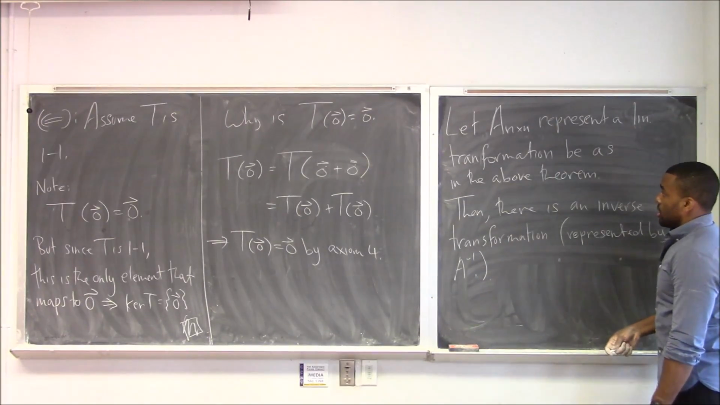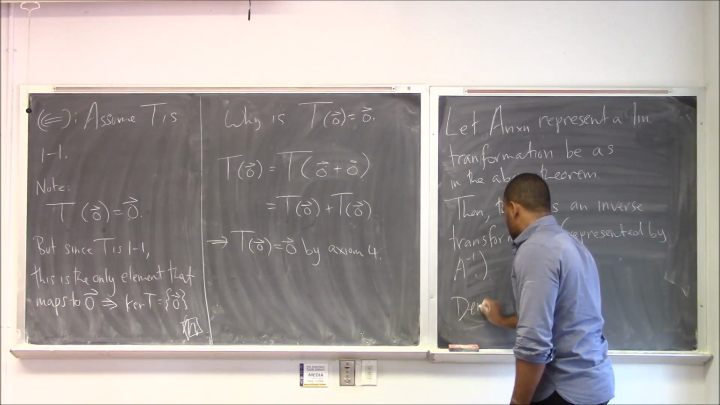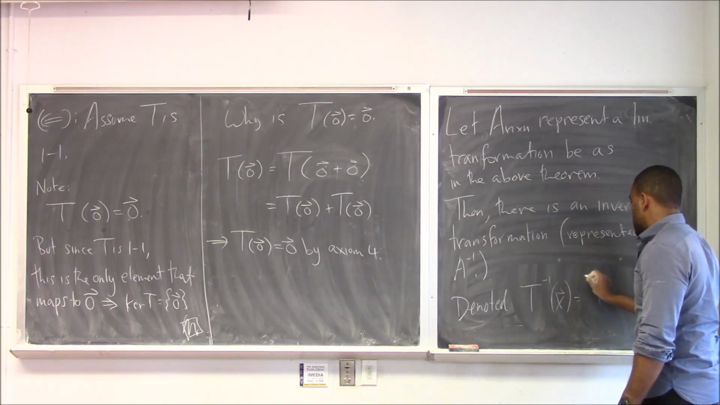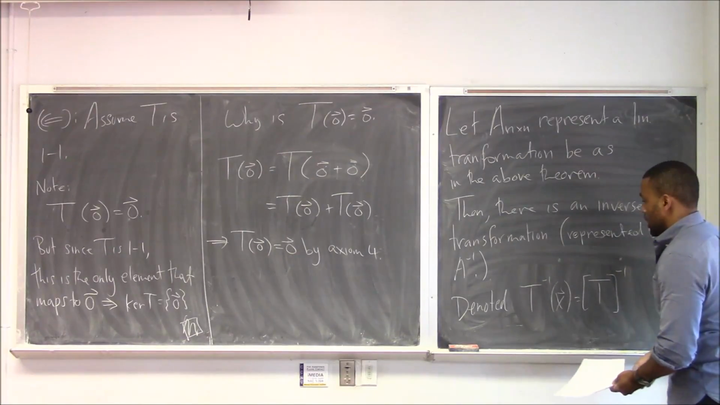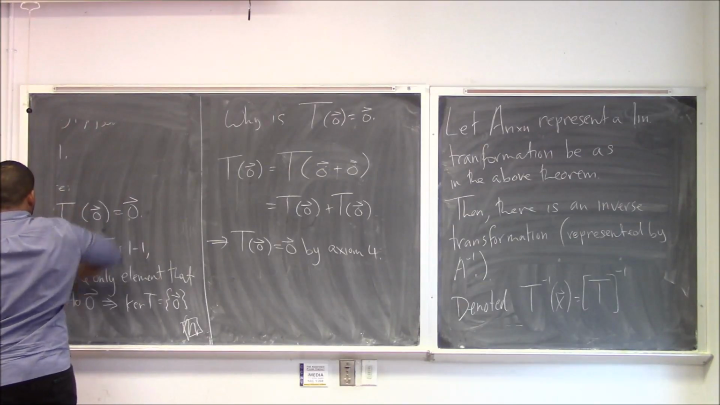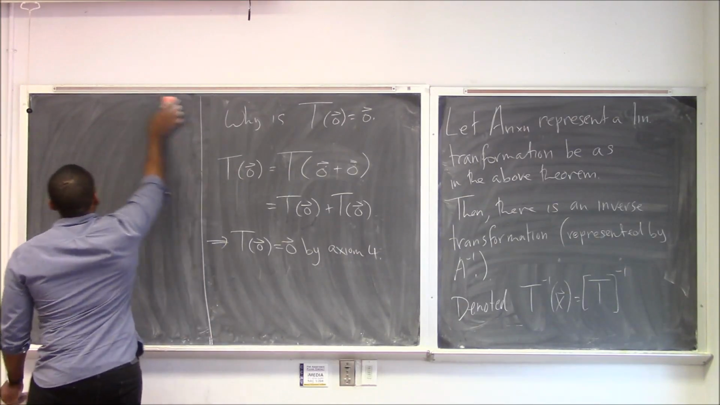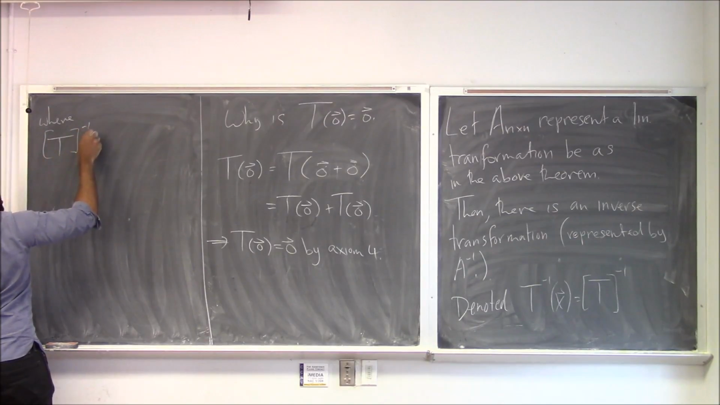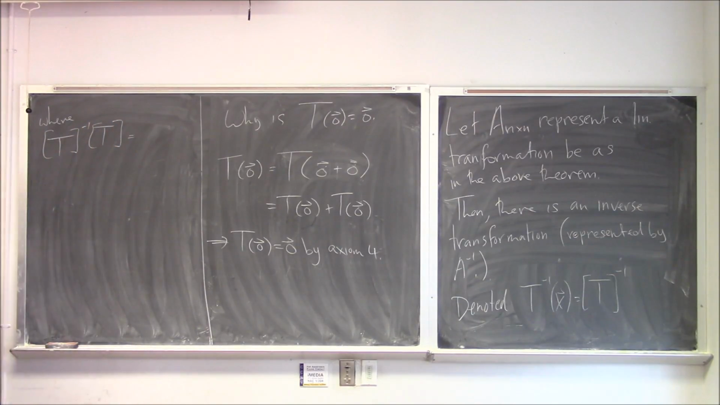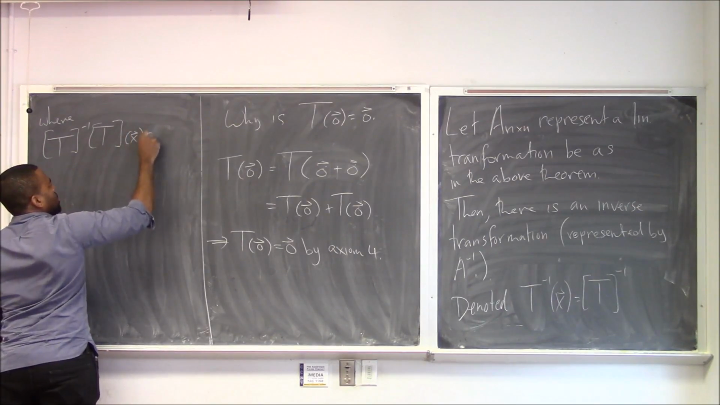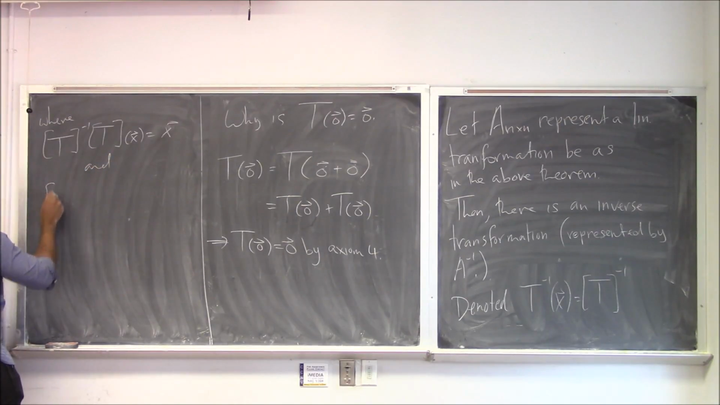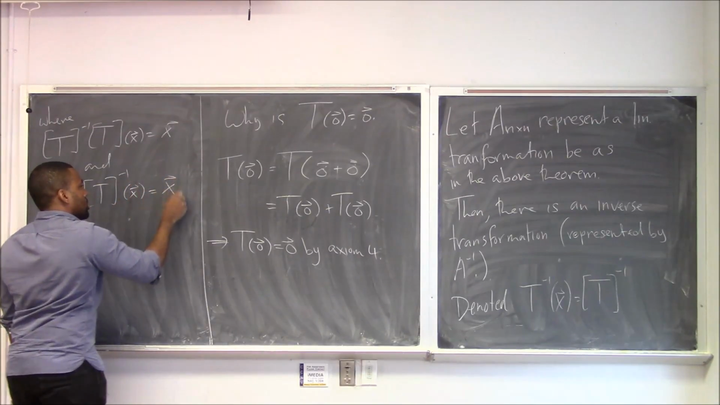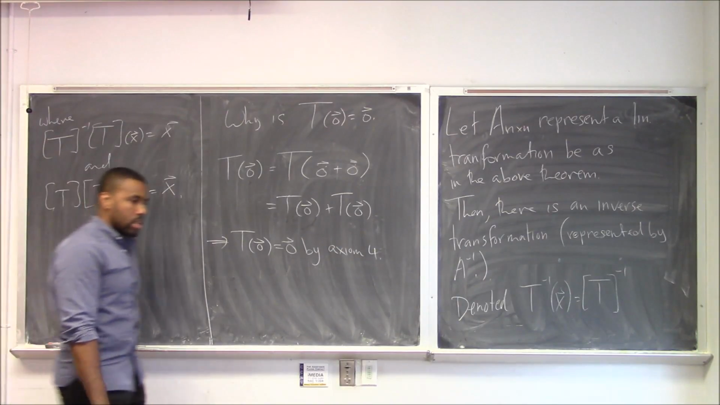So there will be, we'll denote this guy by T inverse, denoted T inverse of X. And of course, this is such that this guy is also an invertible linear transformation, such that T inverse composed with T of X is X, and T of T inverse of X is X, i.e. the composition of these two functions will be the identity function.